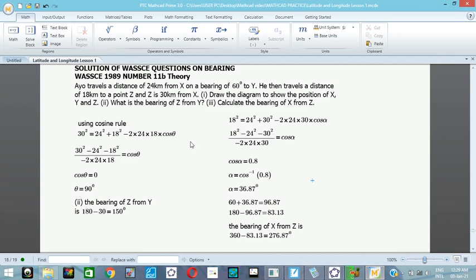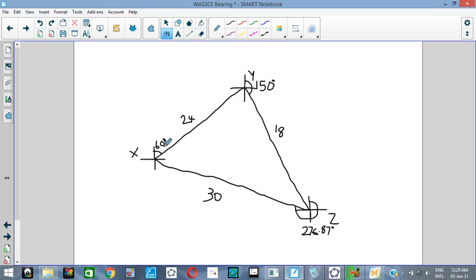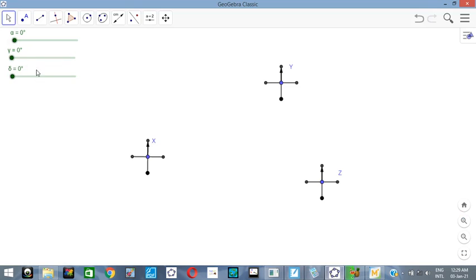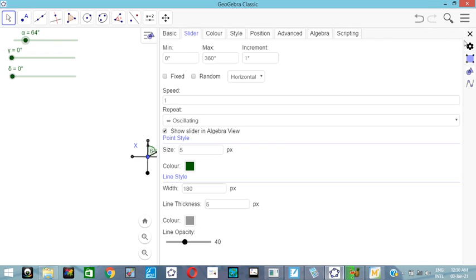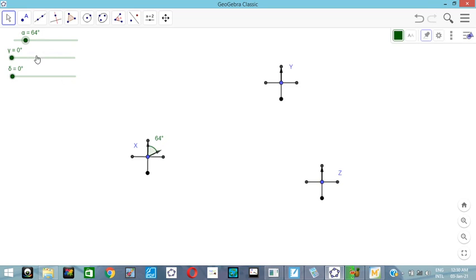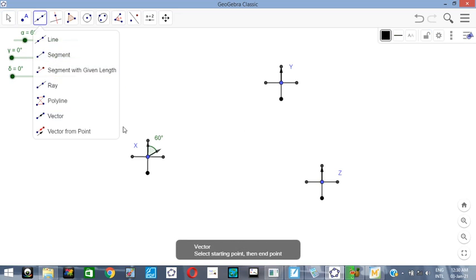The question says from X to Y I turn 60 degrees from X. So let me turn 60 degrees from X. Just watch this angle, the way we turn. This is my point X. Let me put it here. So 60 degrees. Oh, so this is 60 degrees. So let me connect with my line.